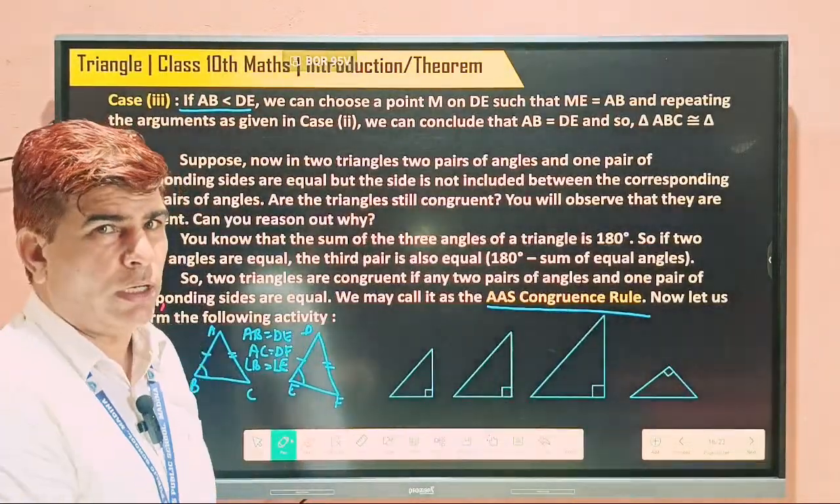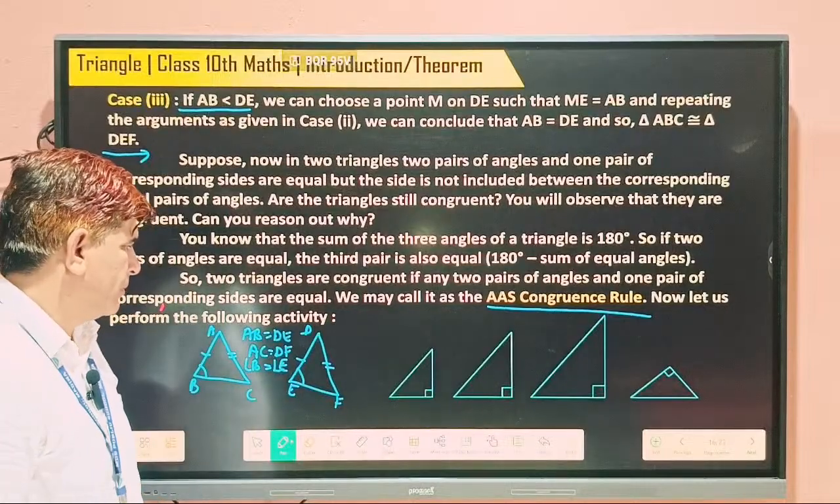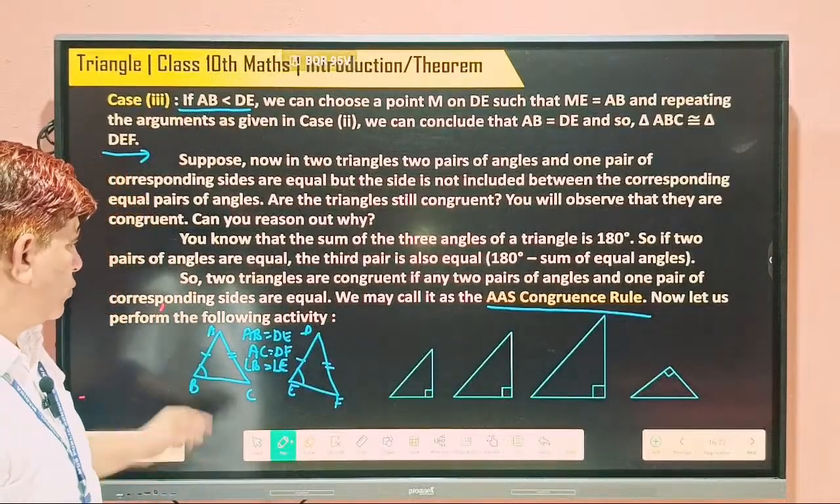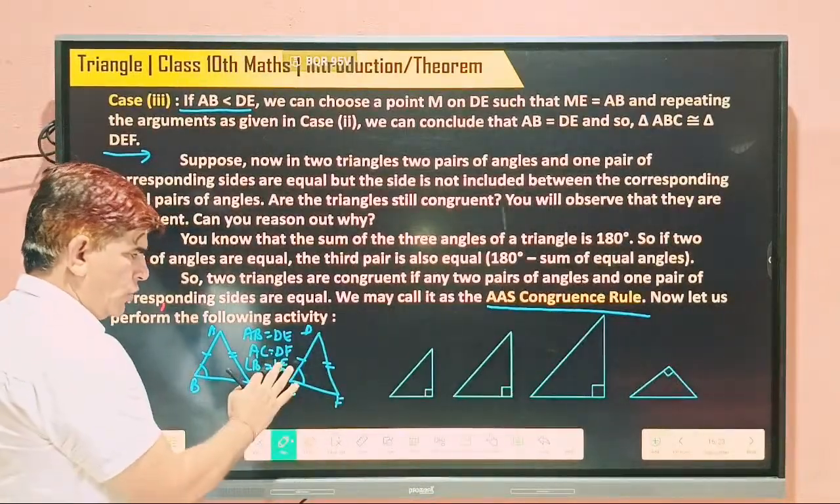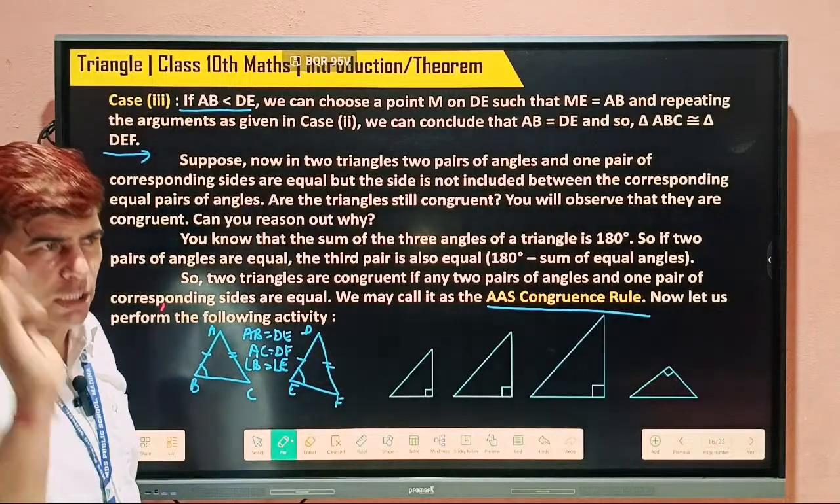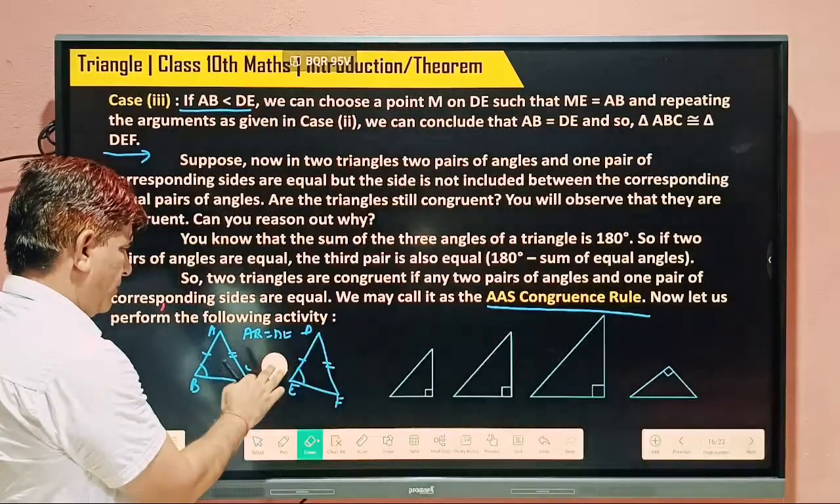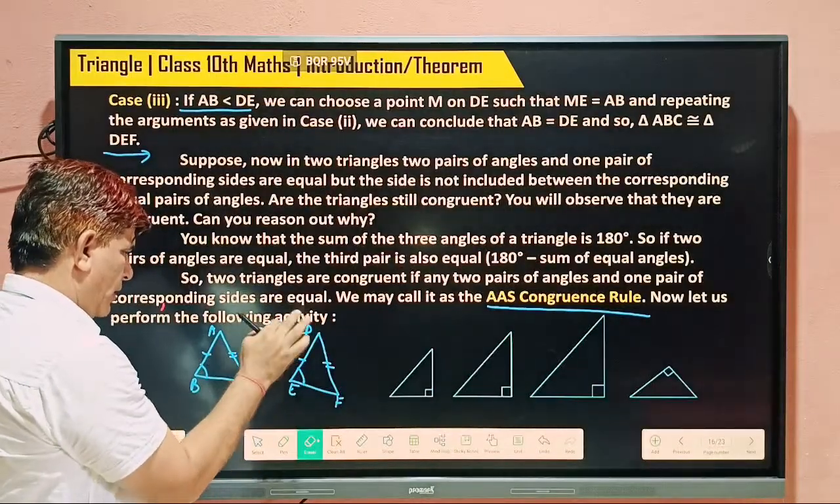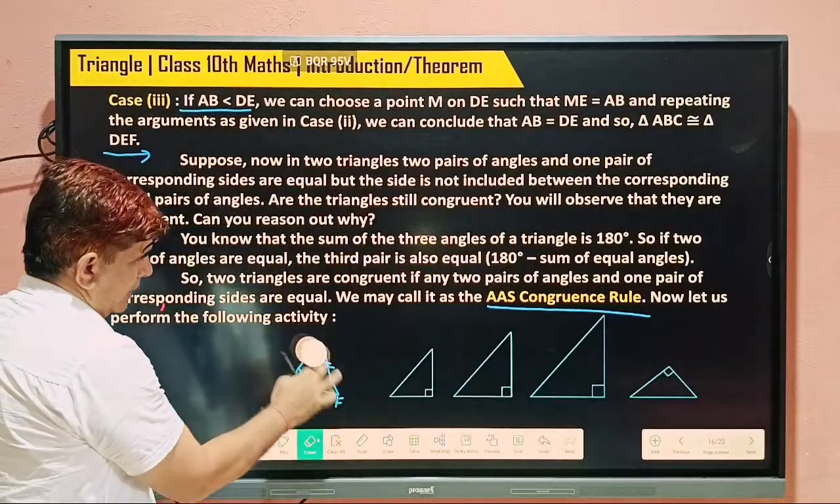Is it possible? Why? It is not satisfying two sides and included angle. So another way I can write. This is not possible. It may or may not be possible. 100% we cannot say these are congruent. So look one time, if this is given, this triangle is given. I erase this and write again.